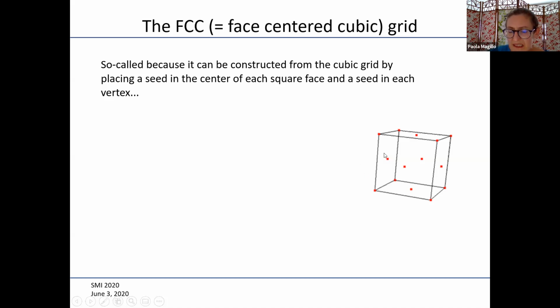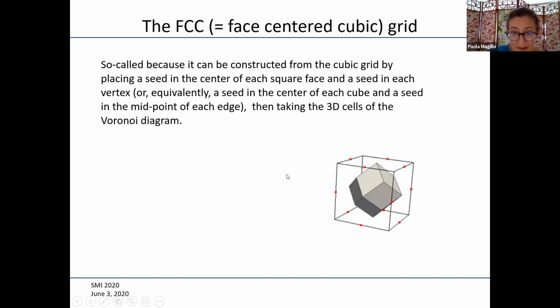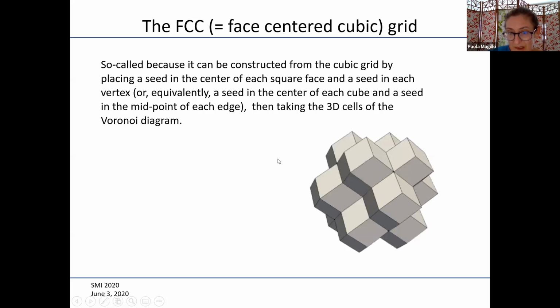Or equivalently, if we shift the cube half the edge length, we can put one seed in the center of the cube and one seed in the midpoint of each edge. And then the Voronoi cell of the center is this, the Voronoi cells of the centers of the vertical edges, and so on, and we fill the space.